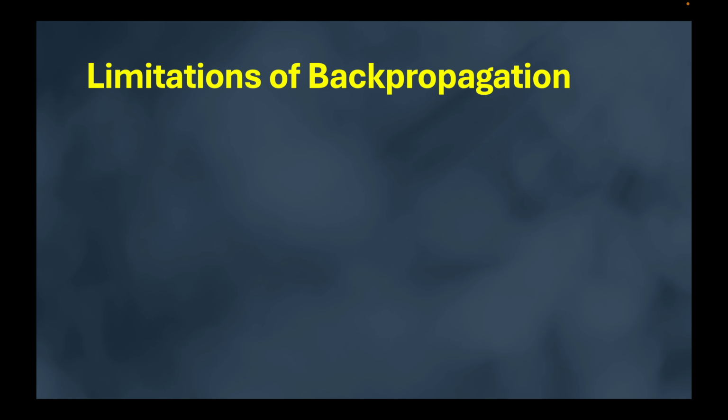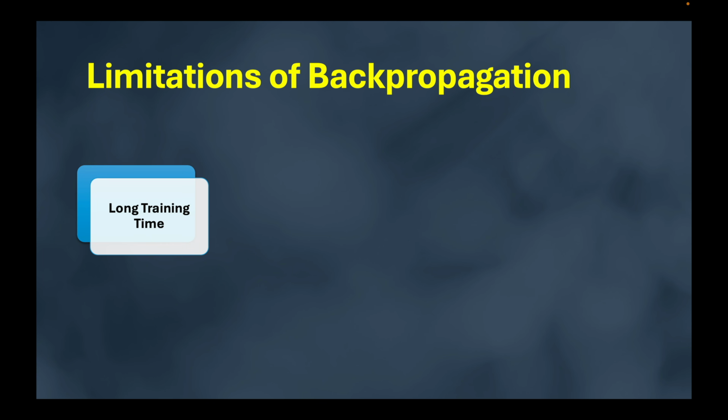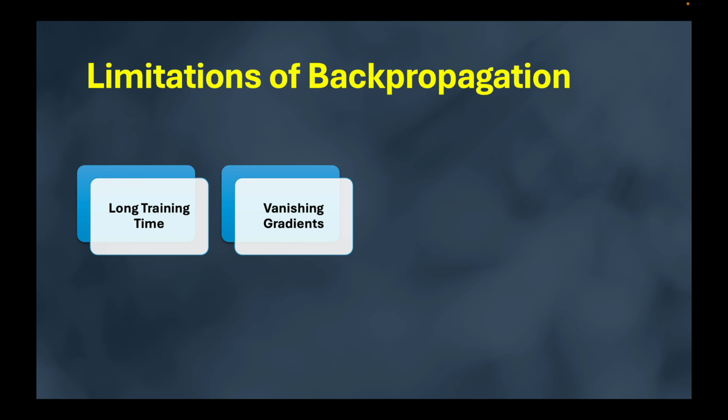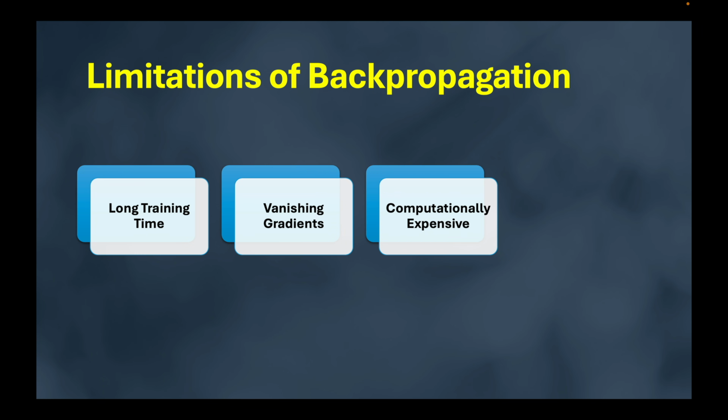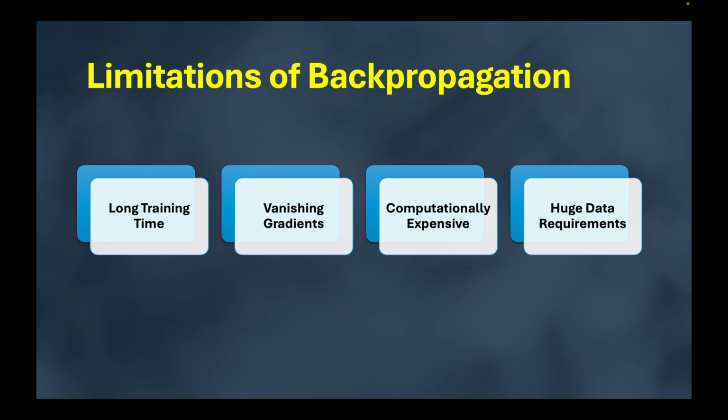Limitations of backpropagation. Long training time. Large and complex models may take a longer time to train. Vanishing gradients. Learning signals become too small. Computationally expensive. Sometimes it can be computationally expensive because deep neural networks may require significant resources. Huge data requirements. There is a need for huge training data.